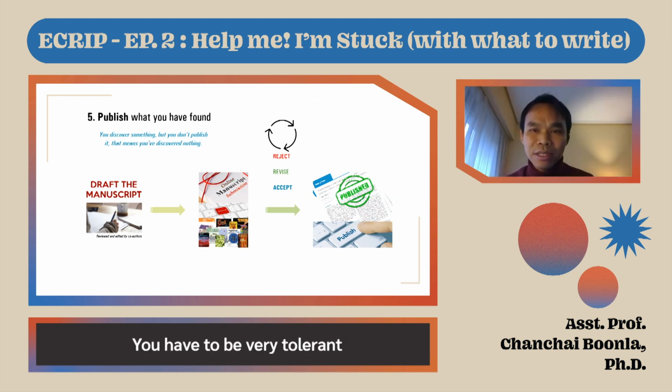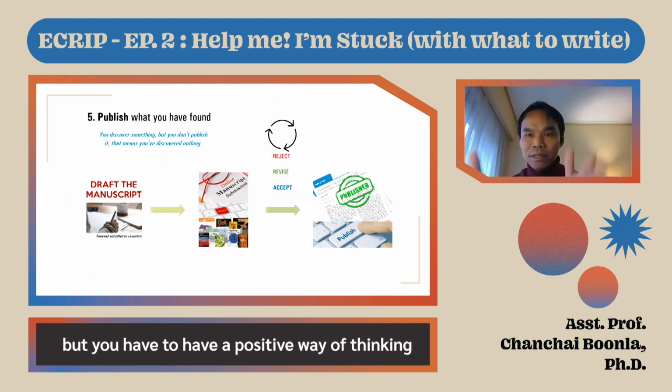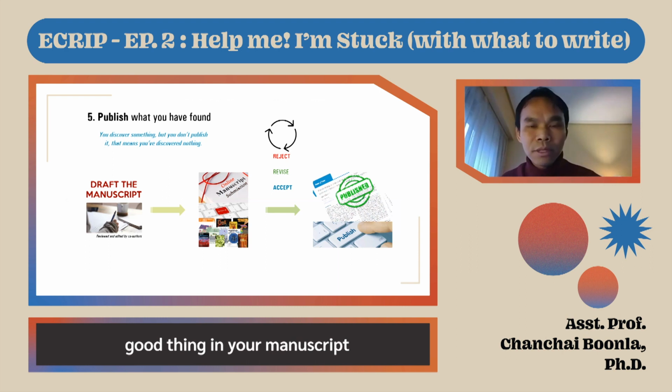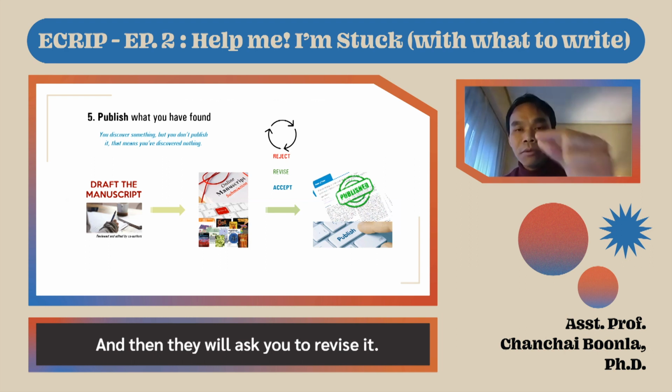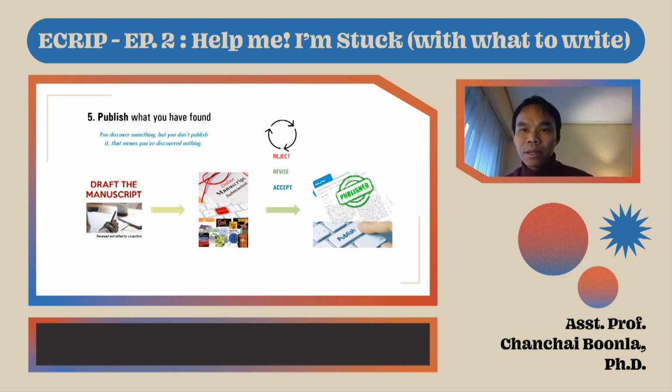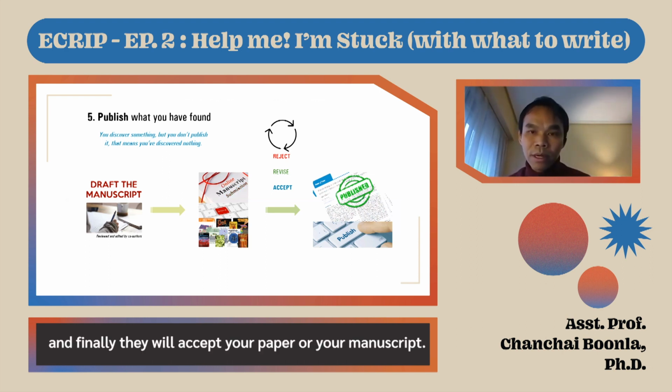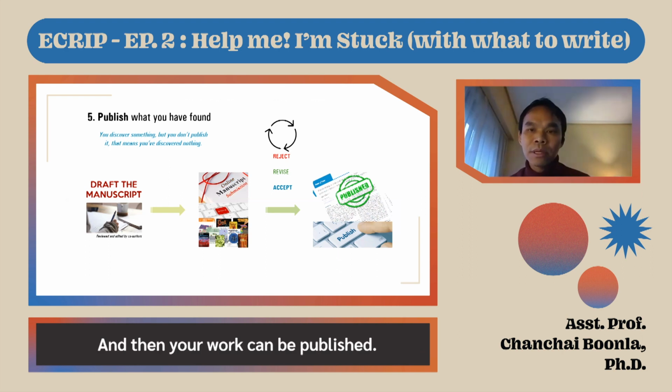In my experience, I got a lot of rejection. So you have to have a good tolerance for rejection. Every rejection will discourage you, but you have to have a positive way of thinking, to try more and more until some journal sees the very good thing in your manuscript, or a very good finding, that matches that journal. And then they will ask you to revise it. After revisions, if they're satisfied, finally they will accept your paper or your manuscript, and then your work can be published.